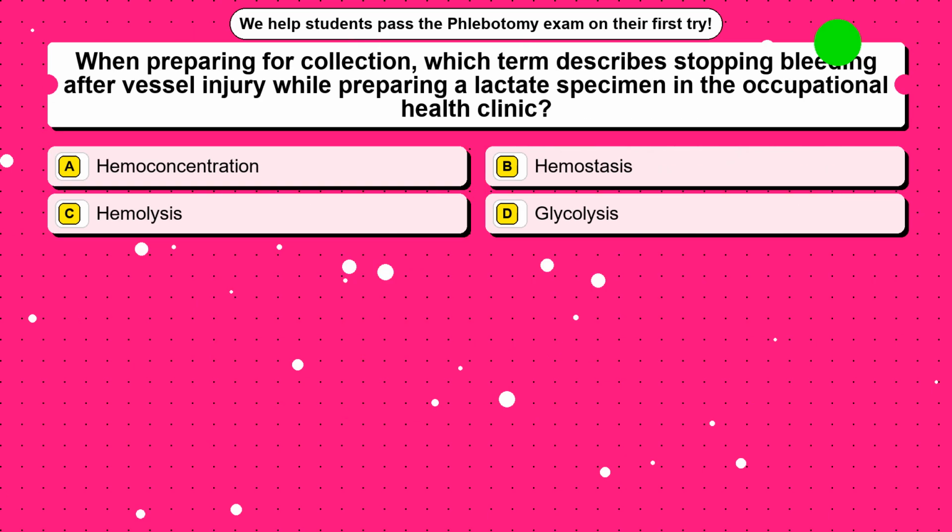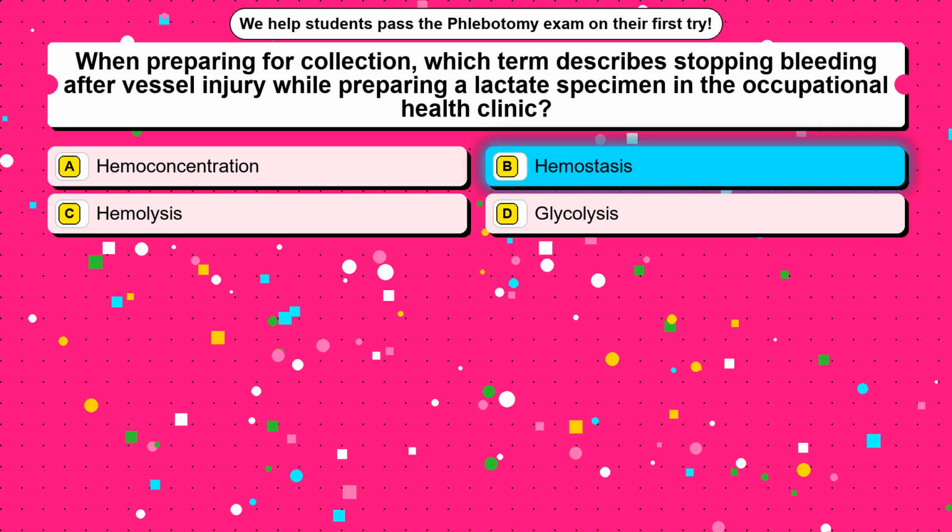Question 80. When preparing for collection, which term describes stopping bleeding after vessel injury while preparing a lactate specimen in the occupational health clinic? Option A, hemoconcentration. Option B, hemostasis. Option C, hemolysis. Option D, glycolysis. The correct answer is option B. Hemostasis.